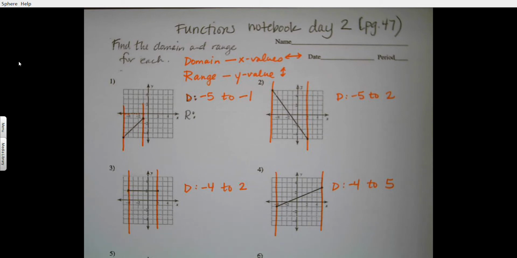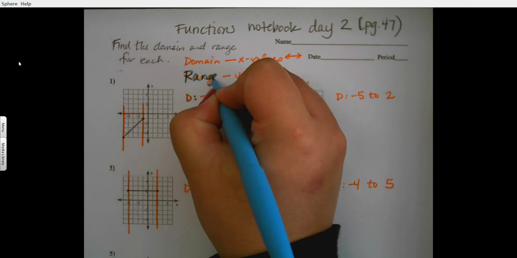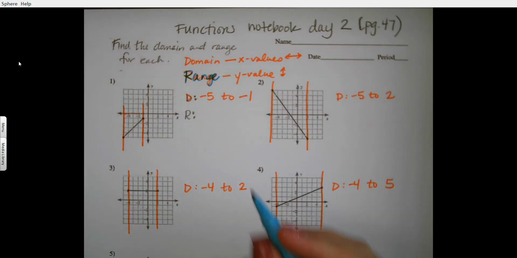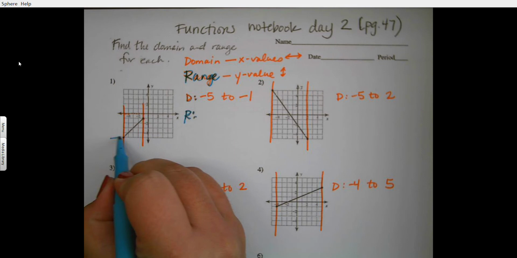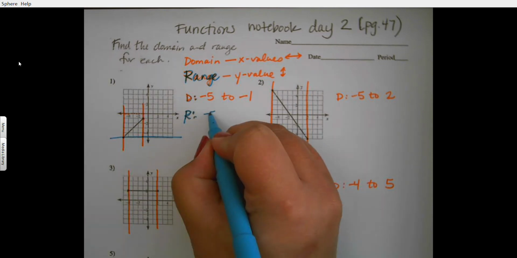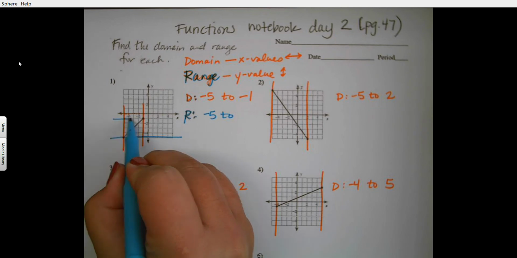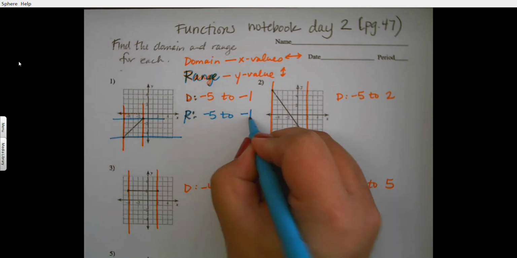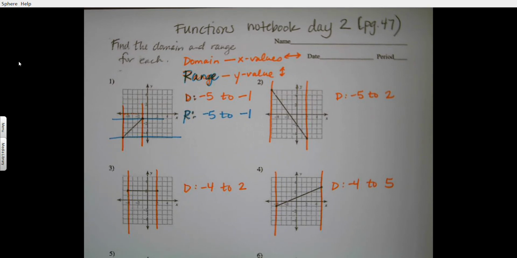Okay, now I'm going to switch colors. So change colors. I think it's easier. Now ignore everything with the orange, and I'm going to go to range, which is going to be in blue. I'm going to be paying attention to my Y values. Okay, so I go bottom to top. So the very bottom, -5, to the top, -1. Furthest bottom to the furthest top.